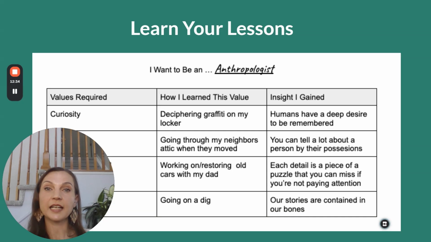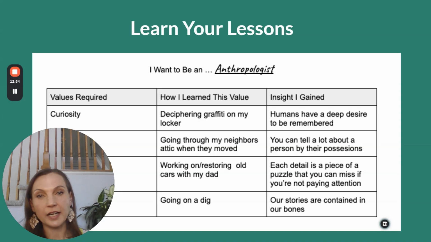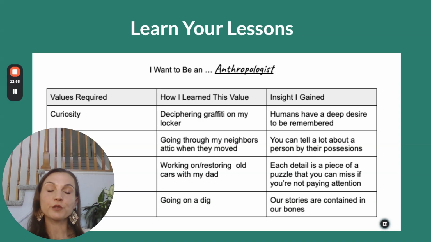So what that looks like is this. This is a real example from a student I worked with who wanted to be an anthropologist. What we do is we look at the values required to be that particular thing. So an anthropologist needs curiosity, respect, and work ethic. So we think about what are those values that an anthropologist needs to have. How did you learn those values?